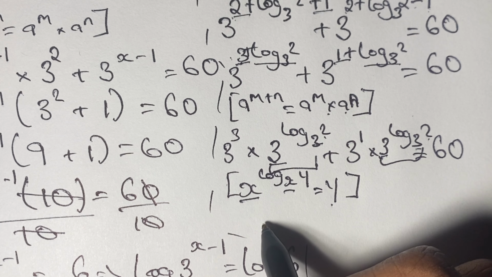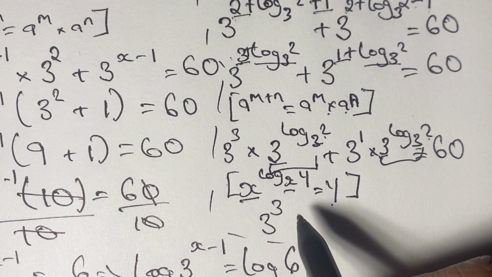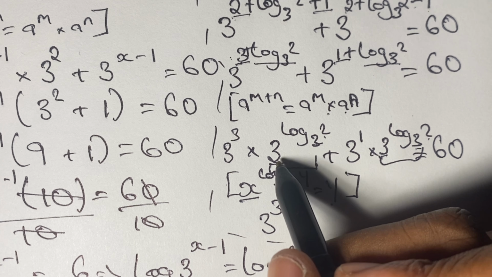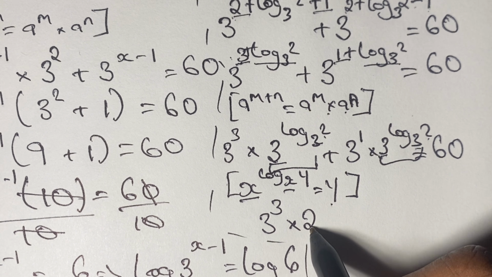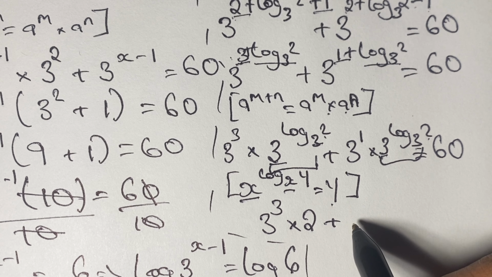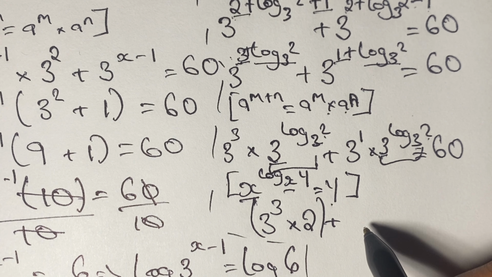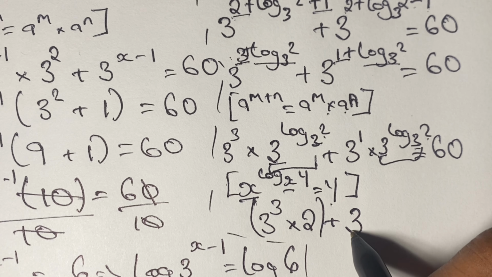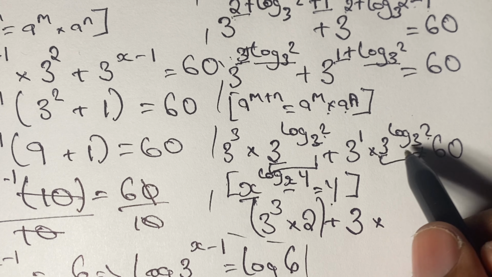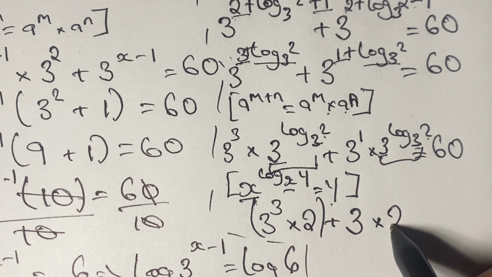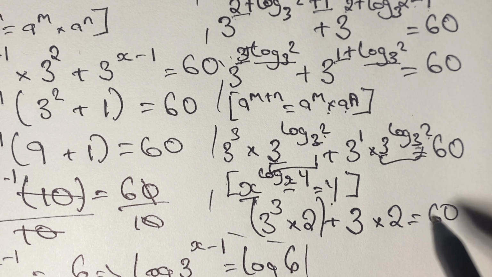So continuing from here with this understanding, we would have 3 to the power of 3 times, as we say, we have the same base, so the answer is 2. So 3 to the power of 3 times 2 plus, we can also put these in brackets just to avoid any confusion. So we would have plus 3, as we know 3 to the power of 1 is just 3, and we just have 3 times 2 is equal to 60.